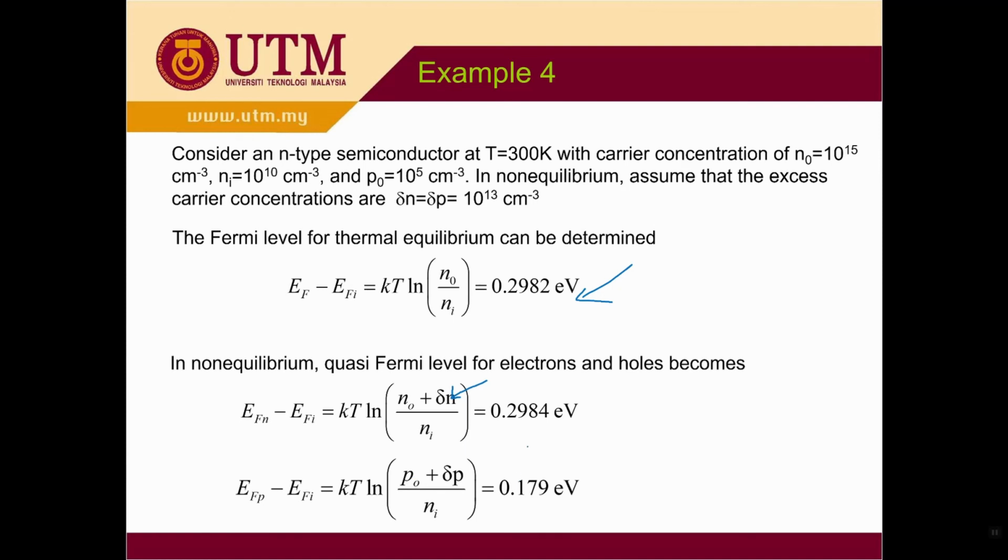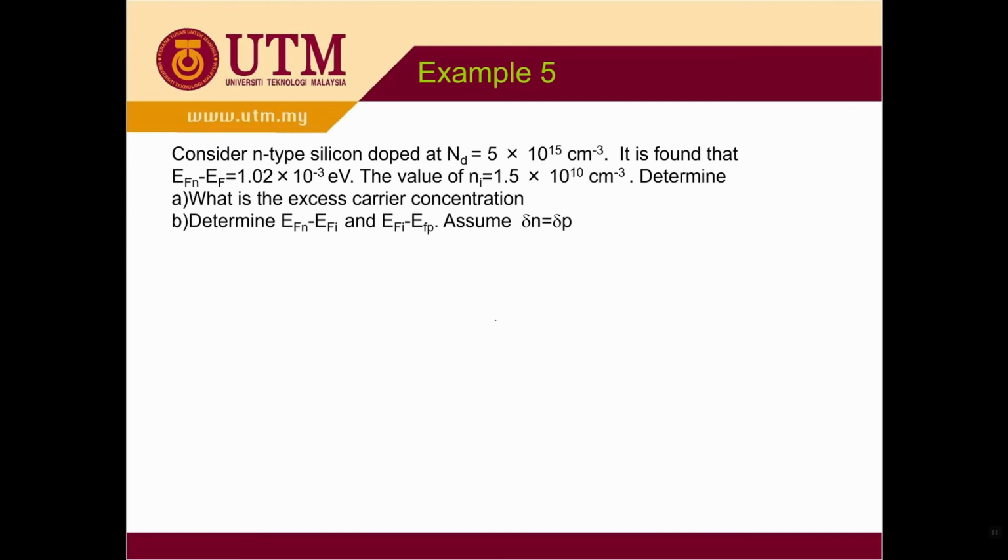Straightforward, example 4. Let's look at a more complicated one, example 5. This is a bit complicated, like a final exam or test 2 type of question. You have an n-type semiconductor, silicon, and this is given. EFN minus EF is given. The value of Ni is given. So what do we want to find? We want to find the excess carrier concentration, and we want to get EFN minus EFI and EFI minus EFP. And you consider that delta N equals delta P.